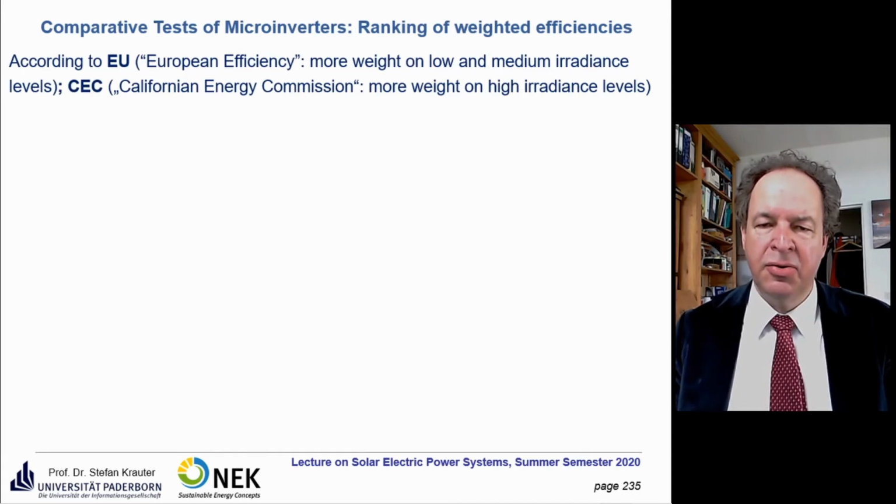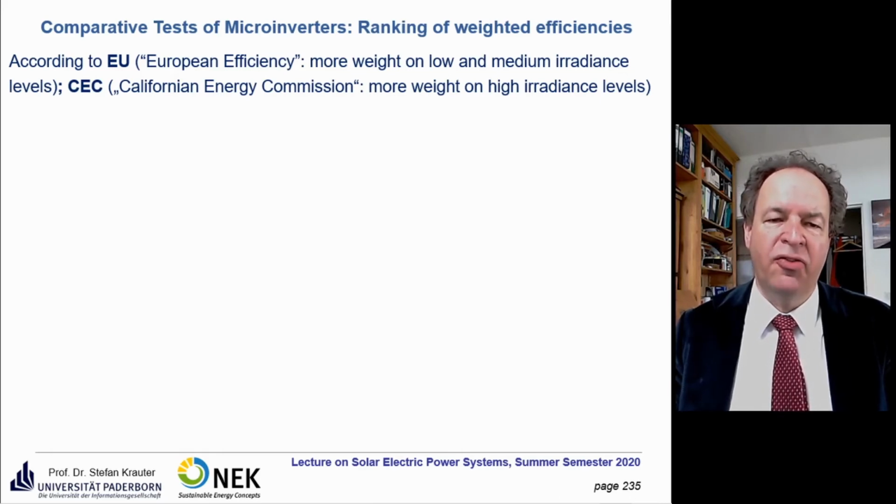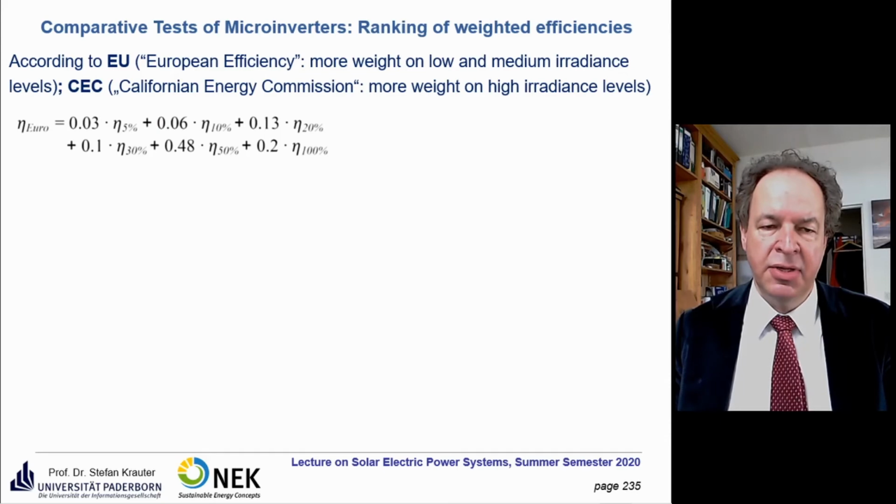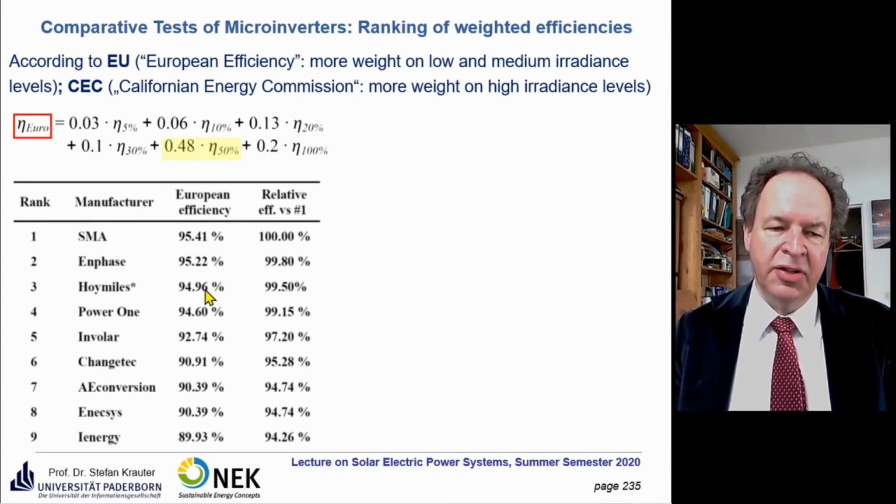Then we compared the weighted efficiency. As you already know, we've just been discussing the standardized European efficiency, which puts quite a lot of weight on low and medium irradiance levels, and also the California Energy Commission efficiency, which puts more weight on high irradiance levels. So here again, the formula, with the maximum weight on the 50% performance.